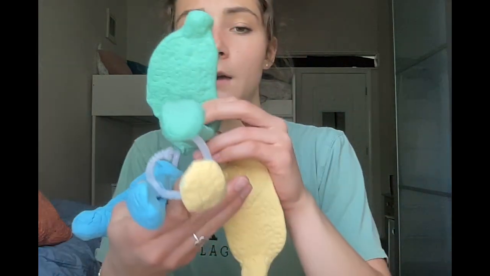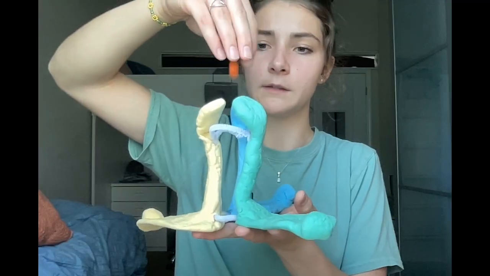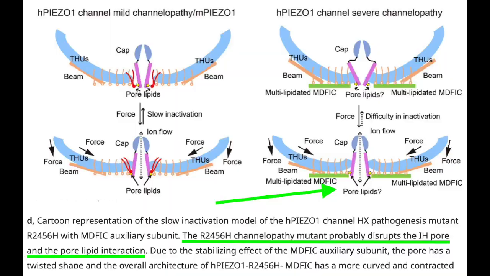So here we have this channel, and it's staying open for longer and leading to more influx. If this represents calcium ions, for example, normally we have this regular amount, we're doing this opening and closing action of our protein, but then when we have our mutation, we have this influx, and this leads to a lot of imbalances. Based on the literature, this mutation disrupts the IH pore and the IH pore lipid interaction, because we are within this plasma membrane, right?